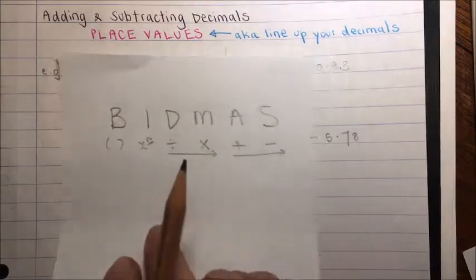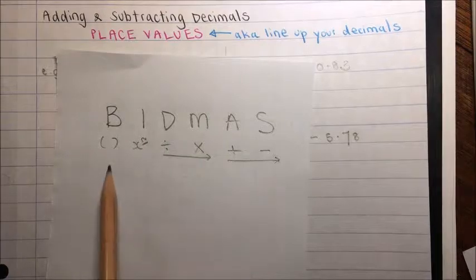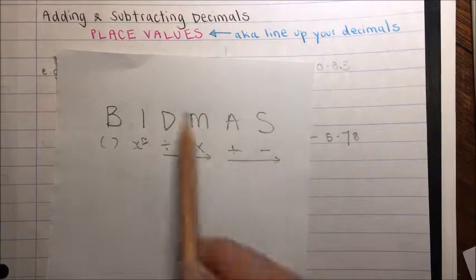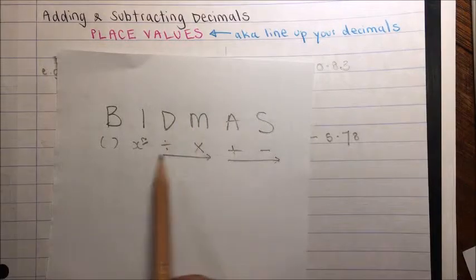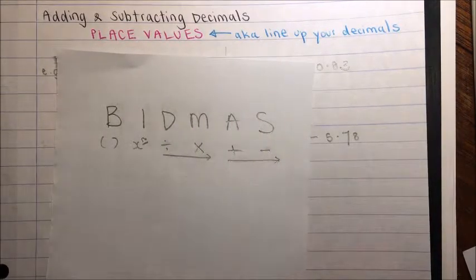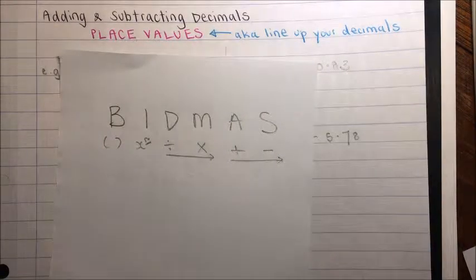Also, quick little shout out for BIDMAS. So when you've got decimals, it doesn't matter, you still do the same thing. You're looking for brackets, indices, then division and multiplication. Doesn't matter which order, you just work with them left to right, followed by addition and subtraction. Again, working left to right across your sum.